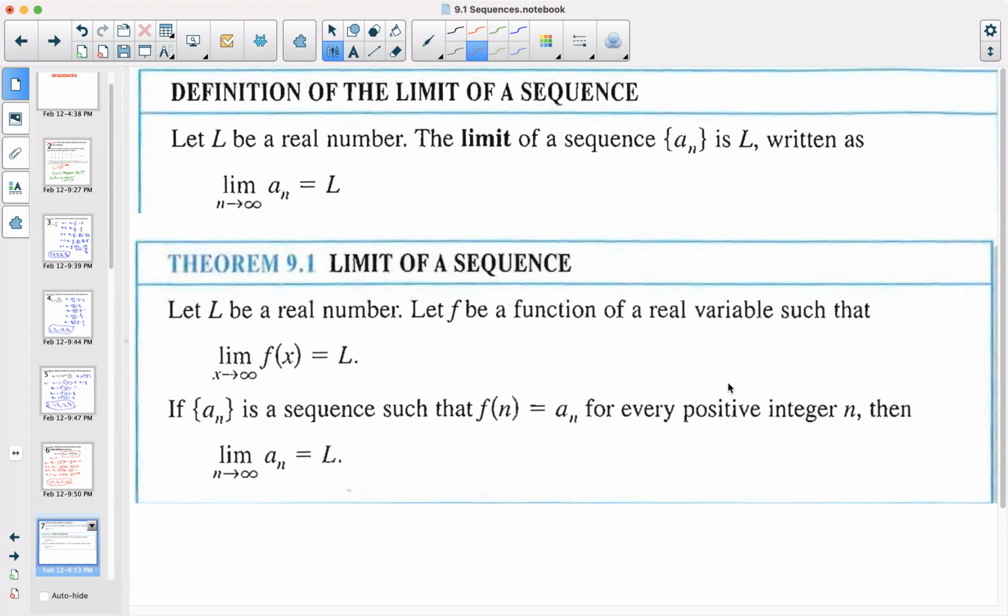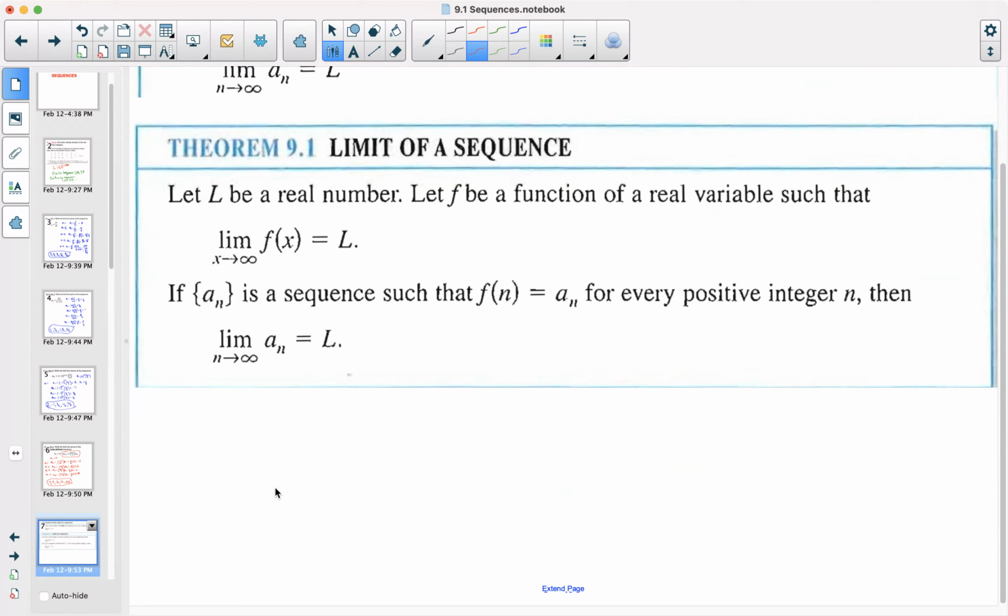So let's talk about the limit of a sequence. Let L be a real number, let f be a function of a real variable such that, and they give us this limit notation, if A sub n is a sequence such that f of n equals A sub n, that's the final term of the sequence for every positive integer n, then the limit as n approaches infinity for that sequence is going to equal L. It's going to approach some value. So when we're talking about sequence, remember a sequence is a list. So if we're taking the limit as x or n approaches infinity, we're finding the final term, not a sum, the final term of the sequence.